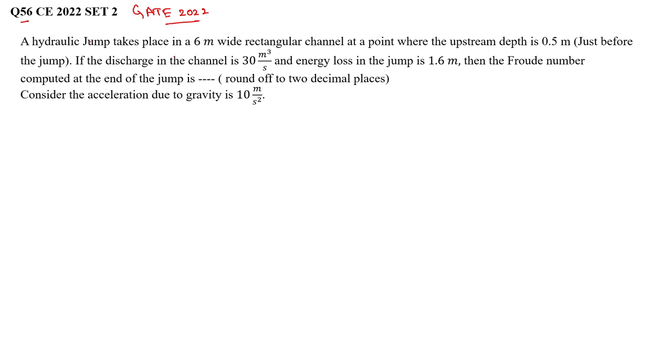The question is as follows: a hydraulic jump takes place in a 6-meter wide rectangular channel at a point where the upstream depth is 0.5 meters. It can be denoted as y1, which means the depth just before the jump. If the discharge in the channel is 30 meter cube per second, and the energy loss is delta E, and the discharge is Q, then the Froude number computed at the end of the jump. What is the question they asked? They asked to calculate F2, the Froude number after the jump.